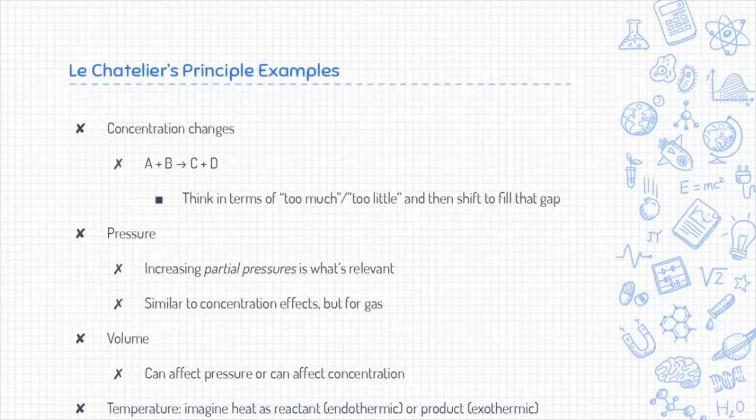And also for temperature, I think you probably covered this in class, but you just imagine heat as a reactant if the reaction is endothermic, and you imagine it as a product if it's exothermic, and then you can translate it to a concentration problem. So if you increase the temperature and it's an endothermic reaction, that's essentially the same as increasing the reactants, which means you need to shift to the right. And same for all the other situations.